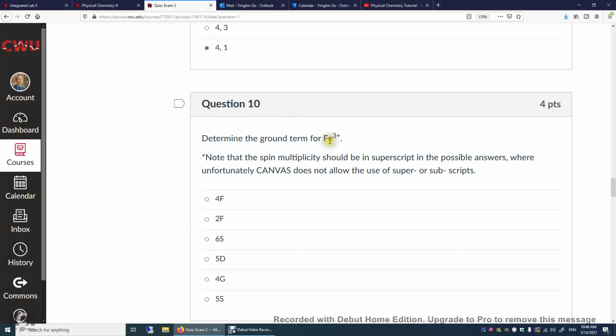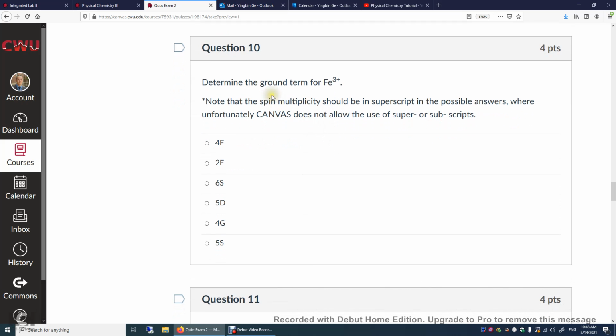Question 10, iron 3 plus, that means we have 5 d electrons, and if we just need to determine the ground term, it's pretty easy. We just put the 5 d electrons in 5 different d orbitals while maximizing the spin. So let's say 5 alpha spins, and then we can easily compute S. S is 2.5. 2S plus 1 is 6. So the spin multiplicity is 6. I think this is the only answer with a spin multiplicity of 6.